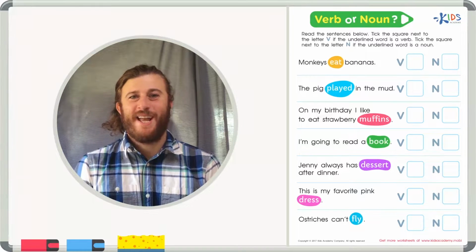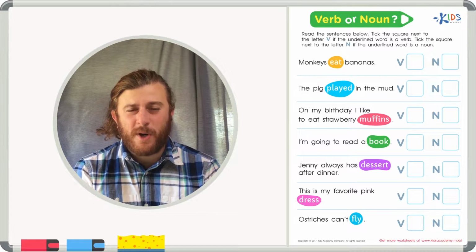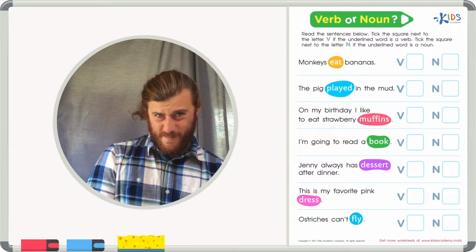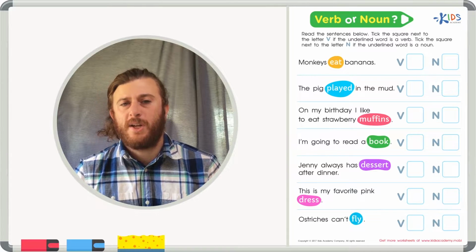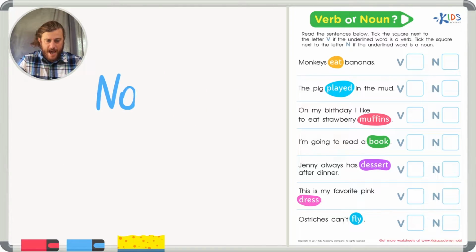Hello boys and girls, it's Teacher Mike here again, and today we're going to be looking at a worksheet called verb or noun. Let's remind ourselves the difference between a noun and a verb before we get started.